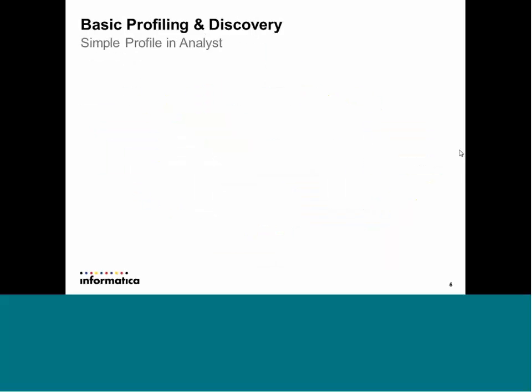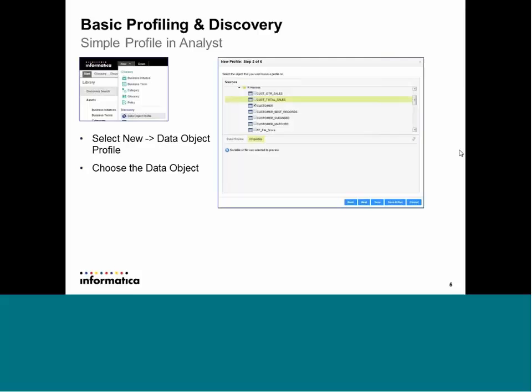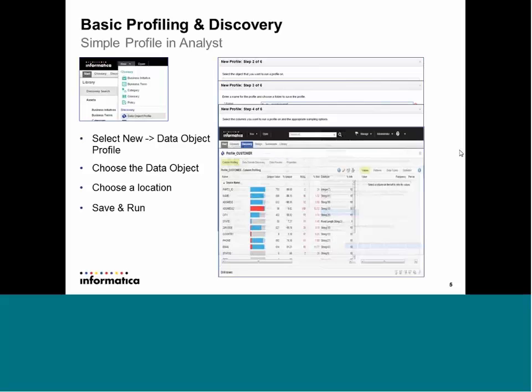And so a simple profile, and this is just the most basic profile. You can do this in two places. The first one we look at is through the Analyst. I literally just go through the new menu, data object profile, choose your data object, set a location where you want to save that, save and run, and you will get your results immediately. There are other options you can set, and I'll cover those as we go through as well. But that's the most basic profile. Very quick, pretty immediate. It's all wizard driven, so easy to see immediate results. That will give us our basic metadata about our tables, flat files, whatever they might be.